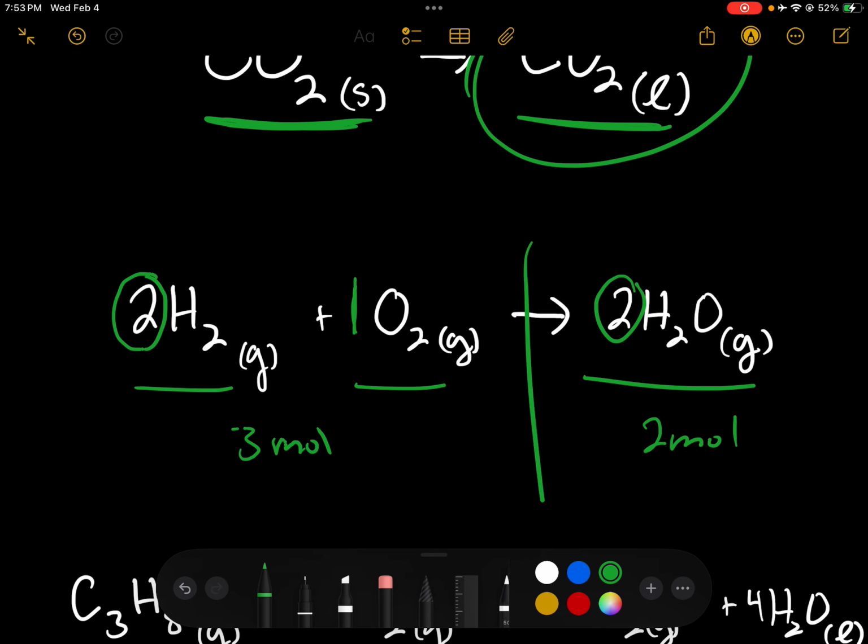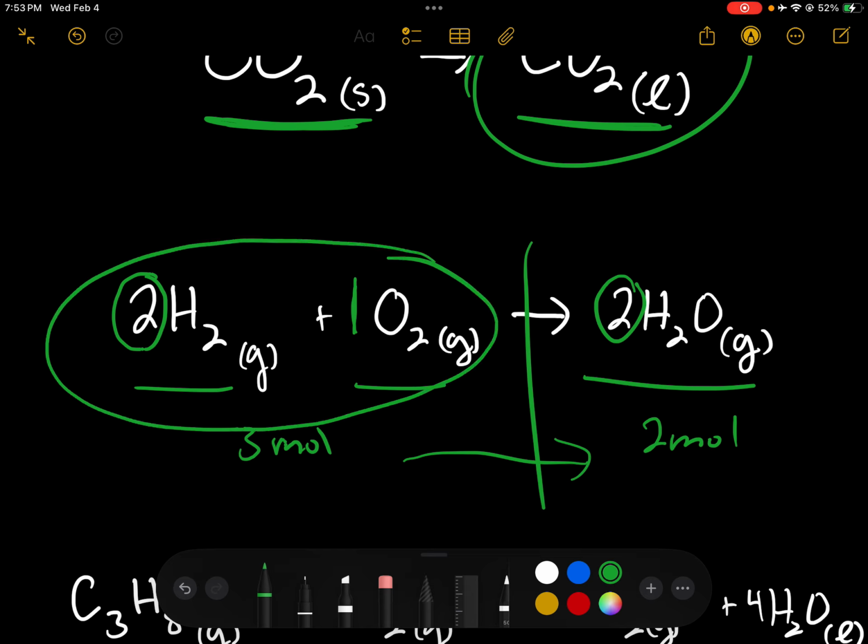So what's happened here is we have actually decreased going from left to right, which means that the left side of this reaction has more entropy than the right side. We would also say that this reaction has a negative delta S value because we are losing disorder, or gaining order, as we move from left to right.